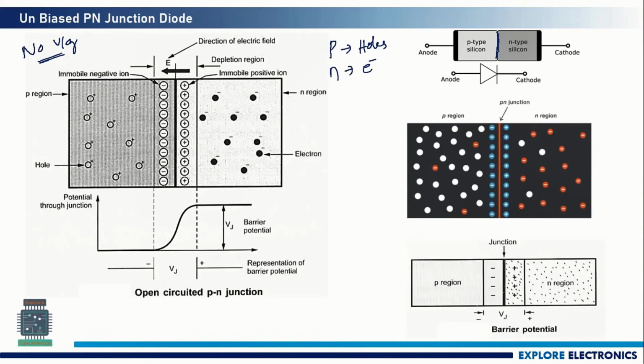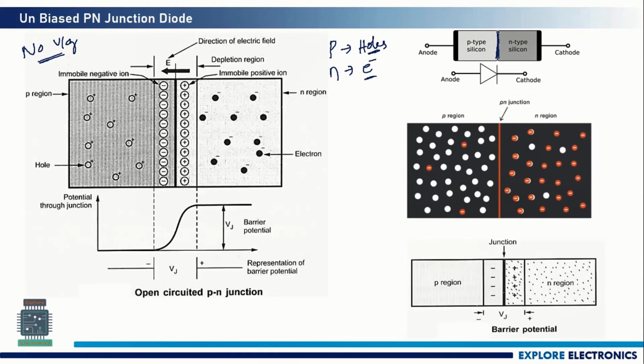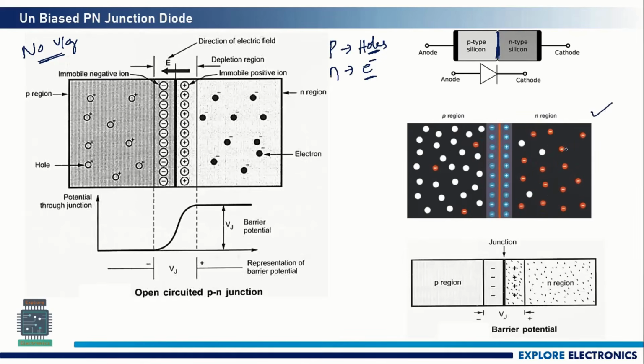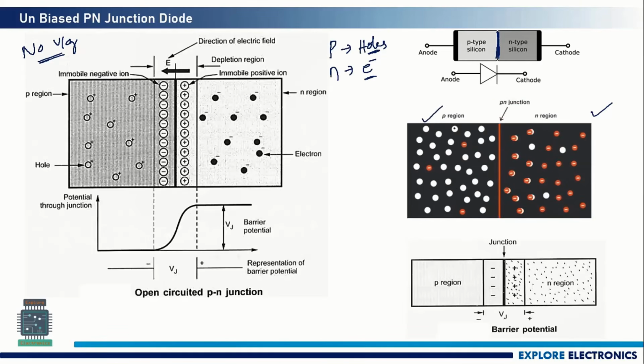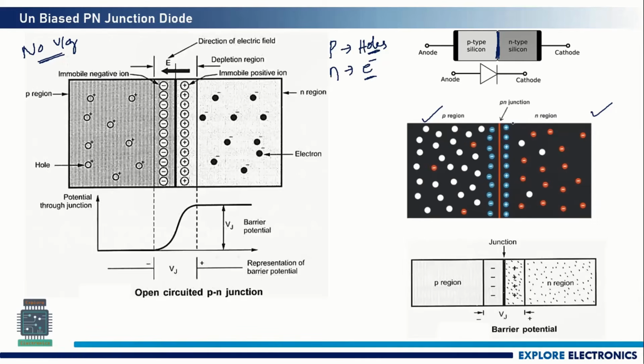When we connect these two together like this, electrons are negatively charged and holes are positively charged, so they recombine. You can see in this diagram, this is the N region where the red dots indicate free electrons. Similarly, in the P region, white marks indicate the free holes. You can see here, electrons penetrate towards the P region and a depletion region is formed here.